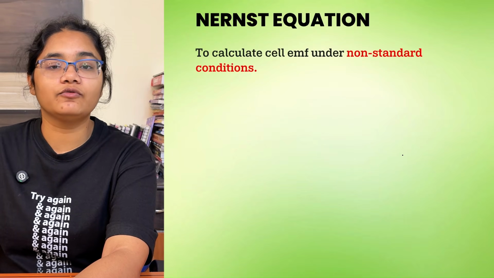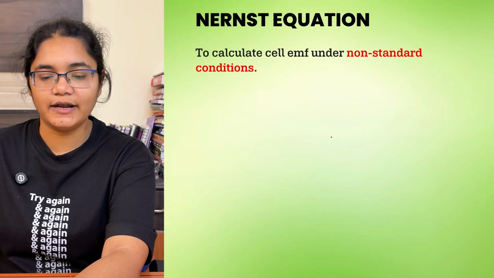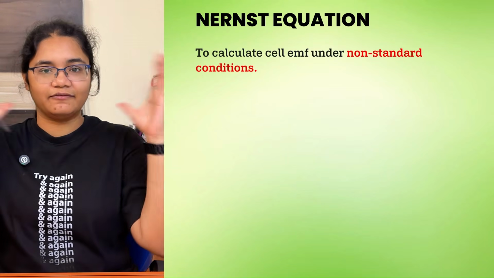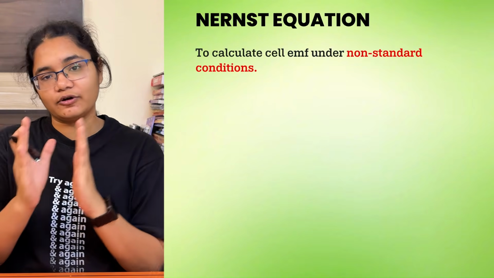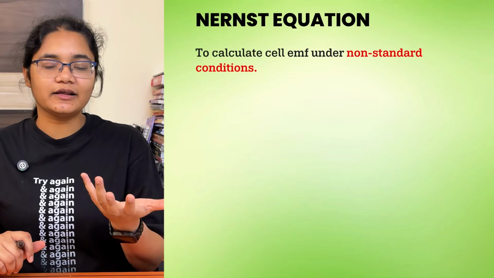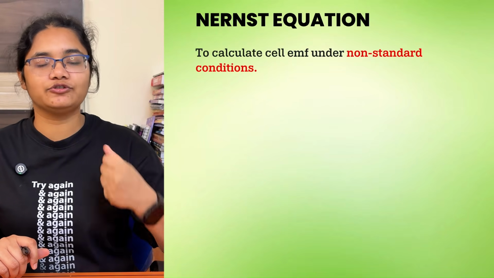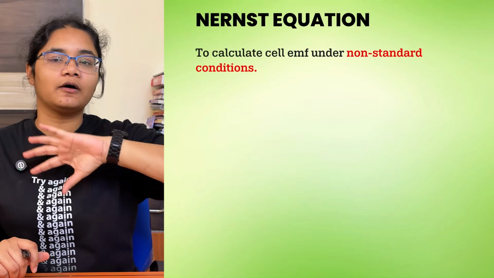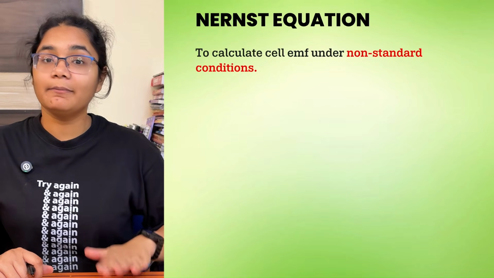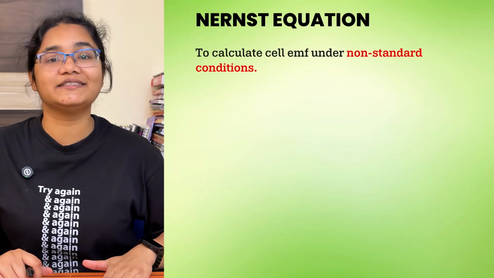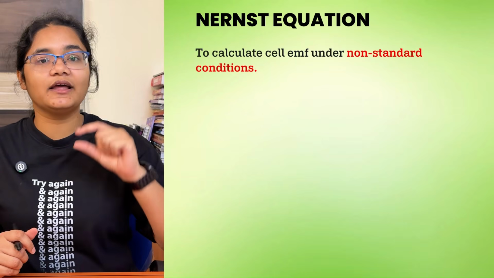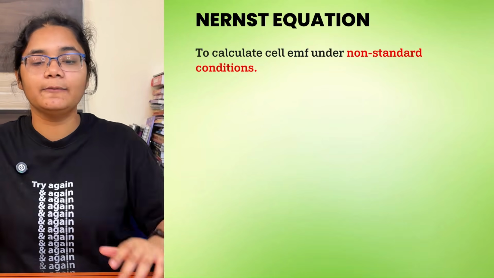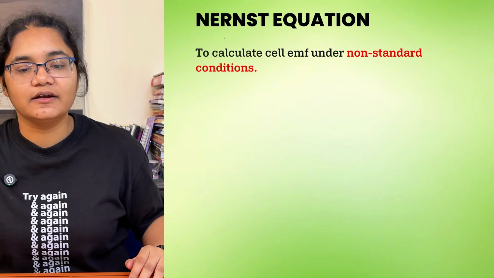Now we'll move to what the Nernst equation is. I told you that if the galvanic cell is under standard conditions, then E naught of the cell is equal to E naught of cathode minus E naught of anode. Standard conditions mean the electrolyte concentration should be 1 molar and the temperature should be room temperature. But what if the conditions are non-standard, meaning the concentration is not 1 molar? In that case, to find the cell potential, we use an equation called the Nernst equation.